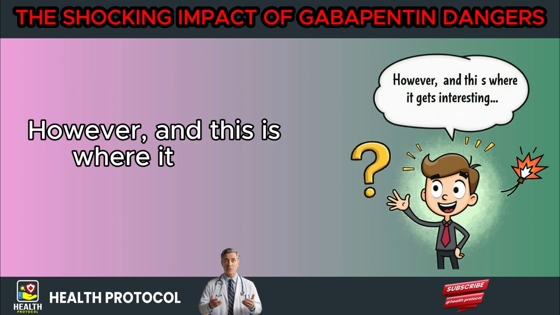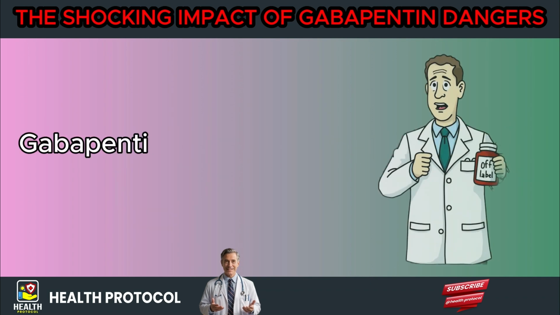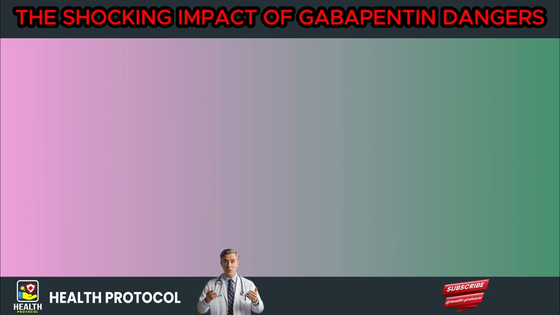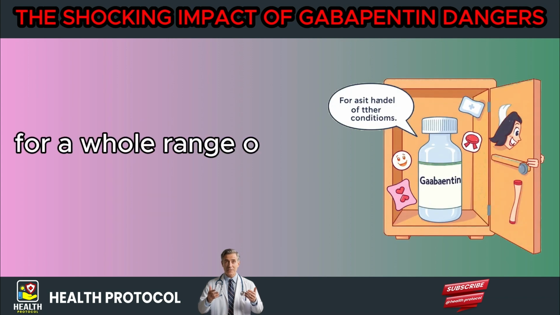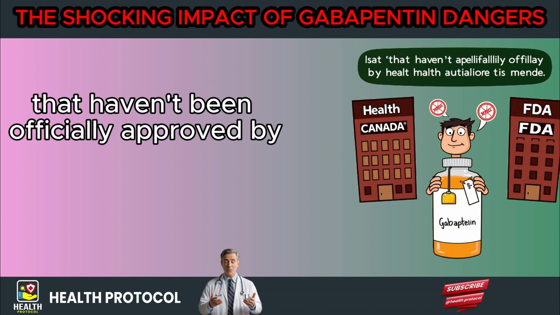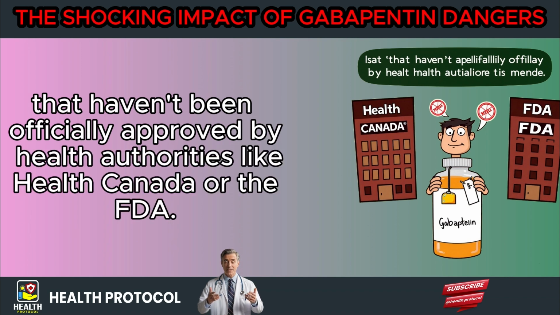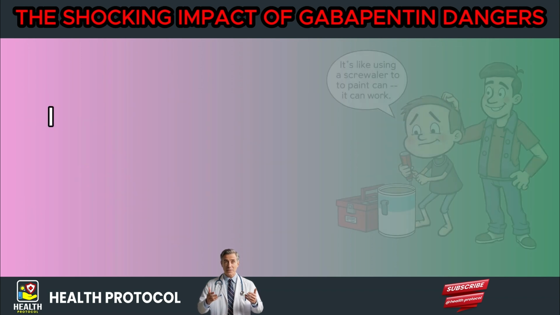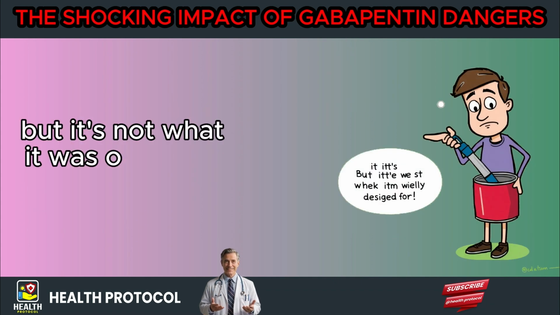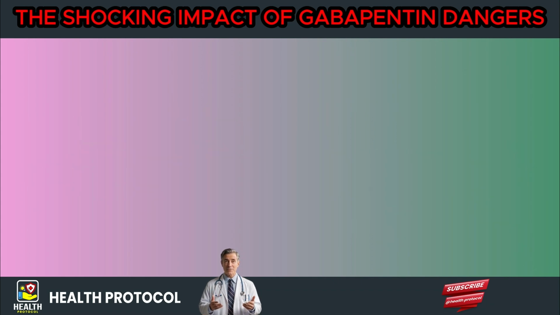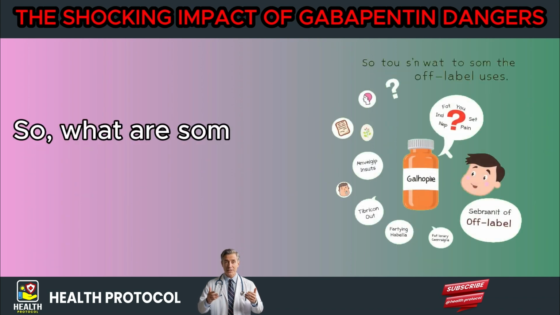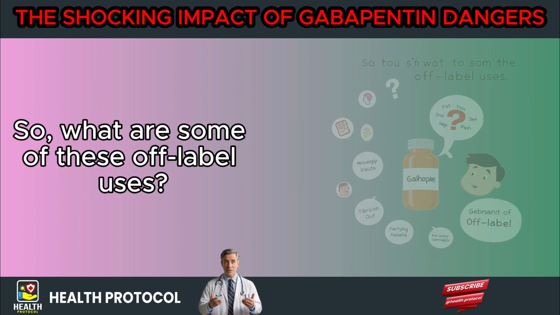However, and this is where it gets interesting, gabapentin is used quite a bit off-label for a whole range of other conditions. Off-label basically means that doctors are prescribing it for uses that haven't been officially approved by health authorities like Health Canada or the FDA. It's like using a screwdriver to open a paint can. It can work, but it's not what it was originally designed for, and there might be other tools that are better suited. So, what are some of these off-label uses?